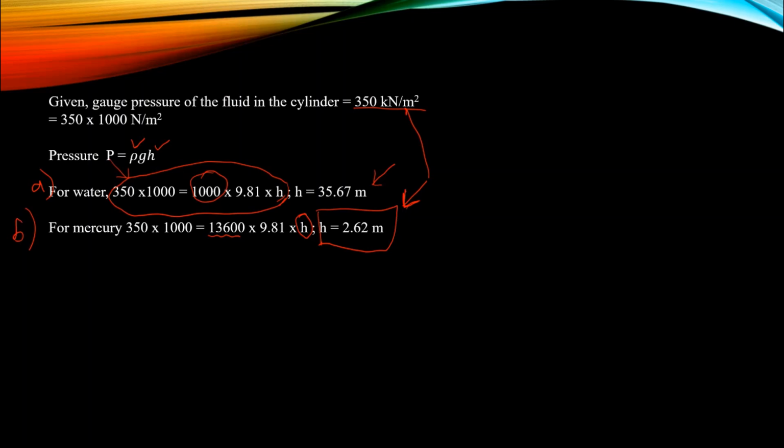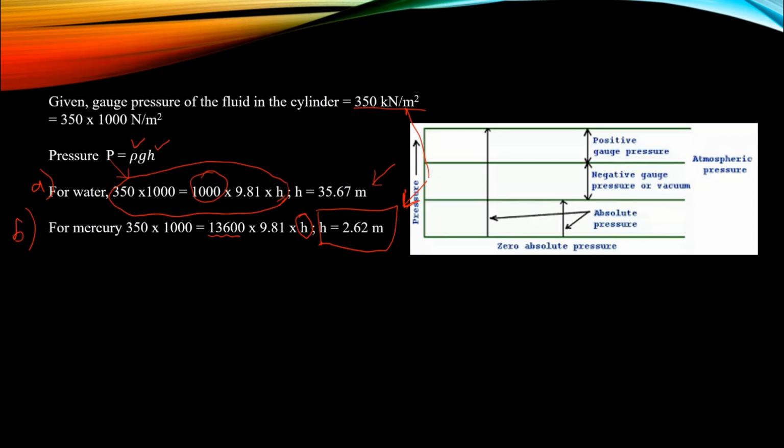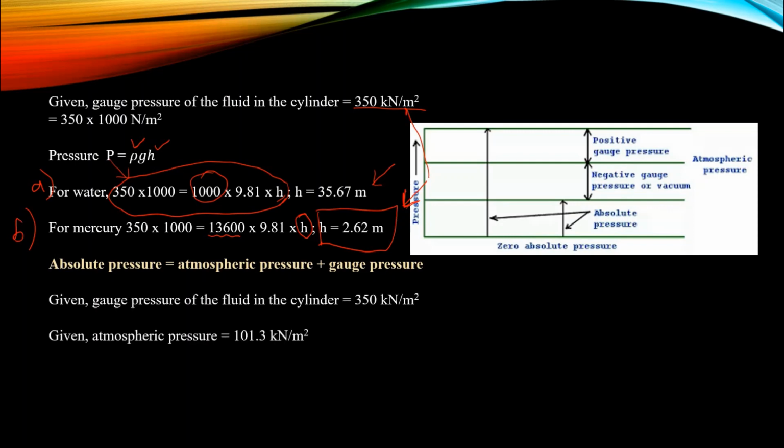In the second portion of the question, we were asked to calculate absolute pressure. Just before this question, we discussed the relation between absolute pressure and gauge pressure: absolute pressure is equal to atmospheric pressure plus gauge pressure. In this question, atmospheric pressure is given as 101.3 and gauge pressure is 350 kilonewton per meter square. So absolute pressure is equal to 101.3 plus 350, which is 451.3 kilonewton per meter square. So this is the absolute pressure of that fluid in the cylinder.